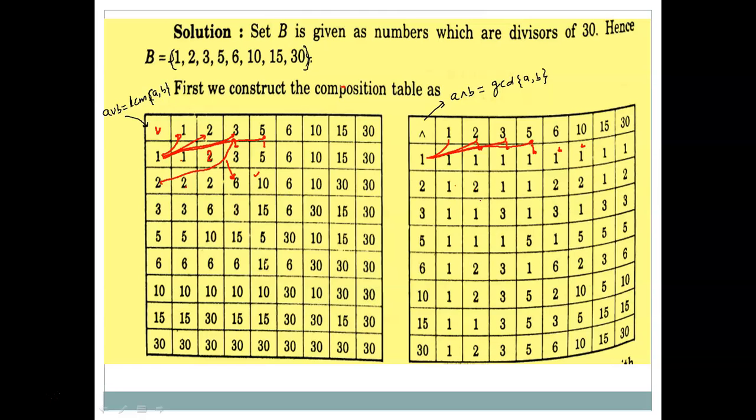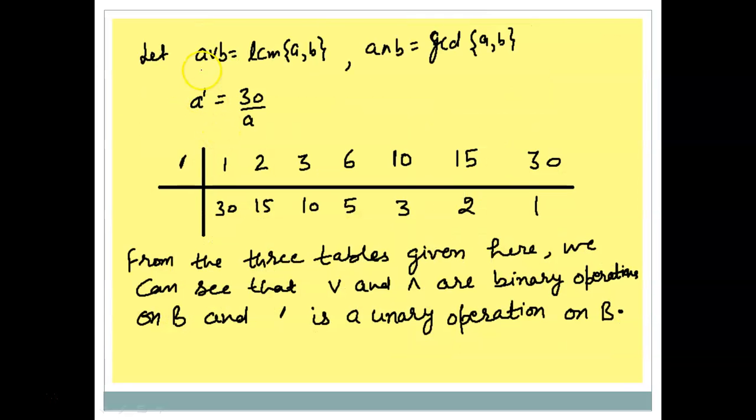Now we construct the table for complement. Again, here I am writing, as I have already done in the beginning, that we are taking A join B like this, A meet B like this, and the complement like this. So here we are constructing a table for complement. Elements are 1, 2, 3, 6, 10, 15 and 30, and we are defining the complement in this manner. If you are finding the complement of 1, it will be 30 by 1, which is actually 30. If we find the complement of 2, it will be 30 by 2, in fact, it is 15.